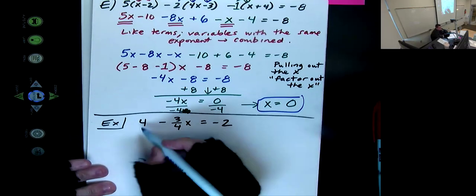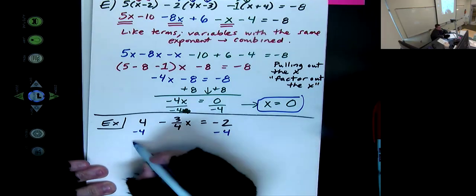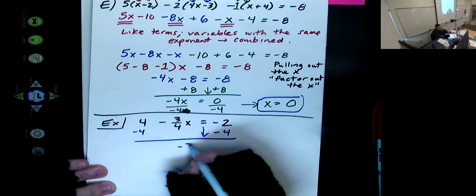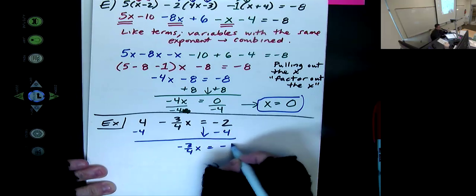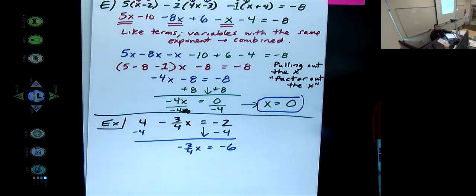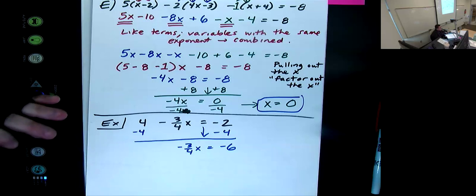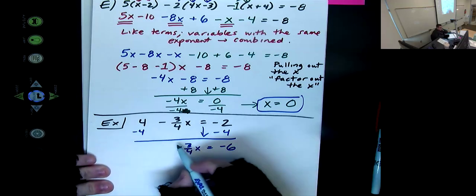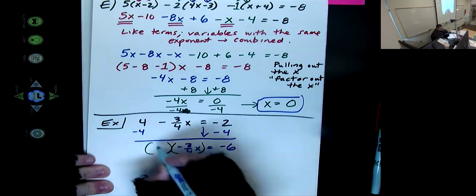Okay, well, I can still move the 4 over by subtracting 4. And I have -3/4 x = -6. Now, if we did what we did before, we would divide by negative 3/4. Dividing by a fraction sucks. So instead, multiply by the reciprocal. Flip that over.